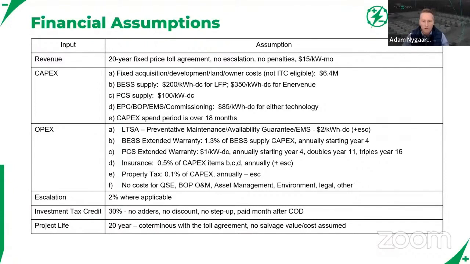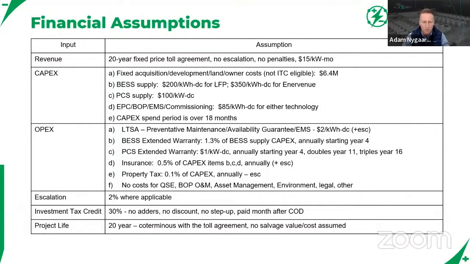We don't have any costs assumed for qualified scheduling entity, because in this case the off-taker would qualify as that and be that entity, and also some other things as well. So I tried to keep it simple, but also at least complicated enough to show directionally how a change in the usage profile here impacts returns.